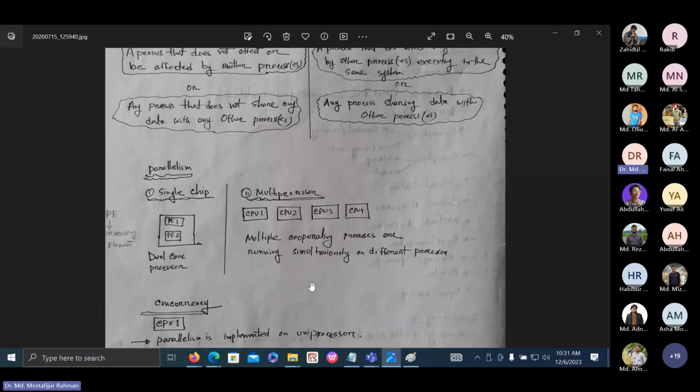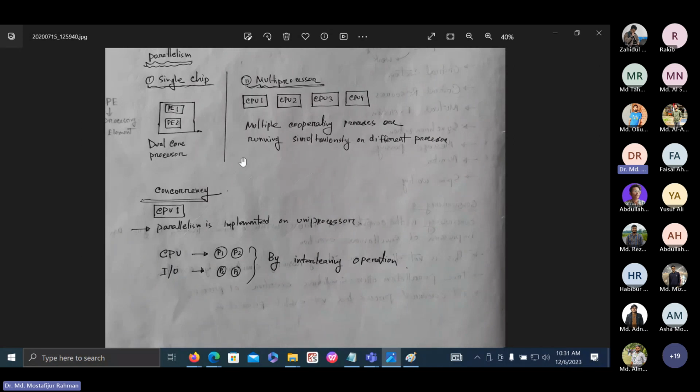That means multiple cooperating processes are running simultaneously on different processors. That means multiple processes actually running in different processors. For example, process 1, process 2, process 3, process 4: 4 processes executing in the 4 CPUs, one process per CPU. That means these 4 processes are executing parallelly.